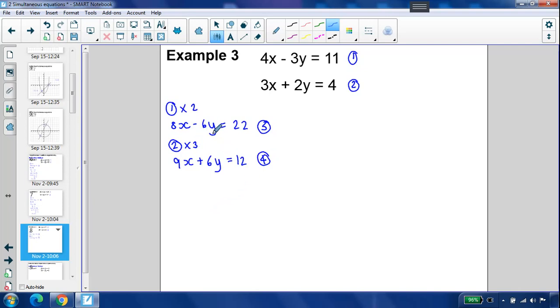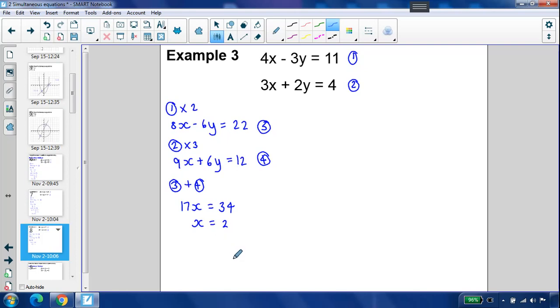Now, because I've got a minus 6y here and a 6y here, I can add equation 3 and equation 4 together. So I'll have 17x is equal to 34. So dividing by 17, x is going to be 2.